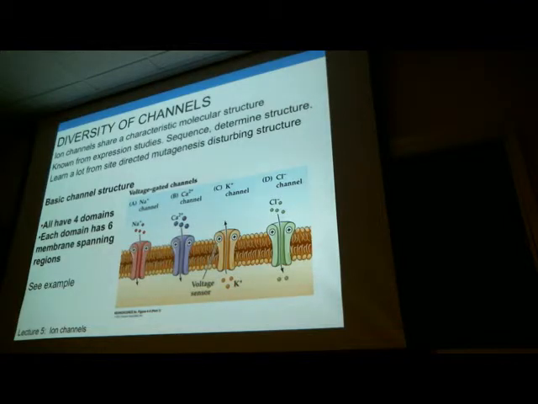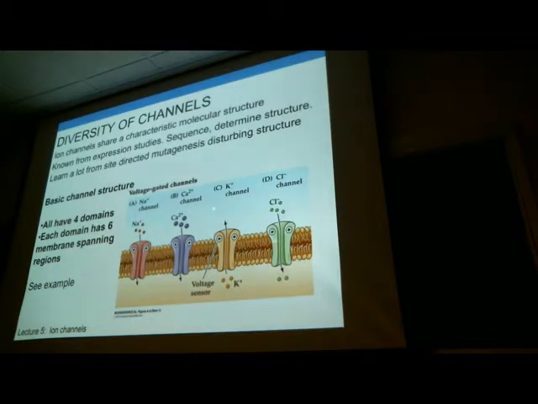Okay, so now let's talk about the basic channel structure. We know this from genetic studies. You can decode the gene, look at the amino acid sequence, determine the secondary structure, infer what the tertiary structure is, and try to come up with an idea of how this thing is being put together.